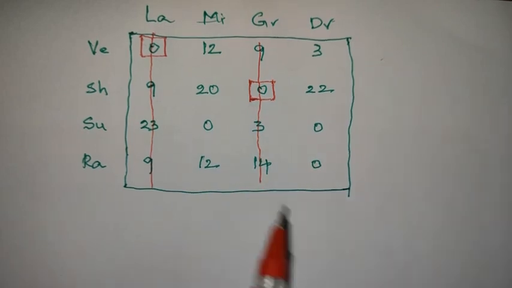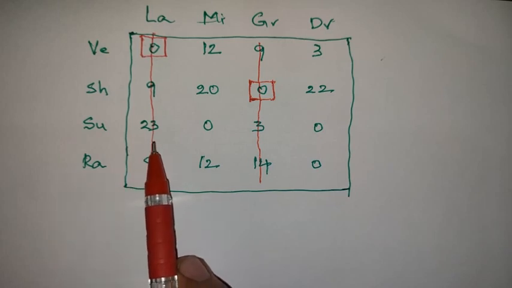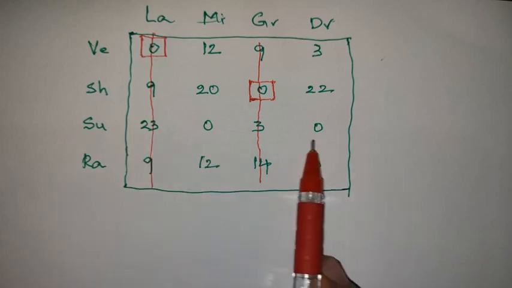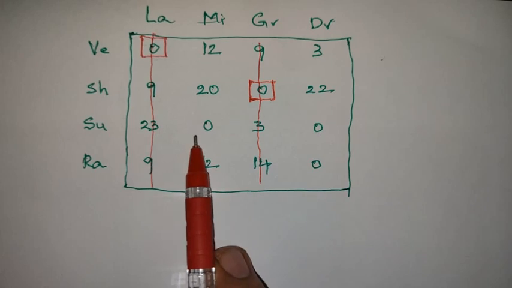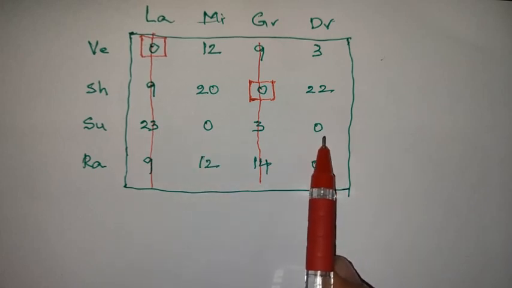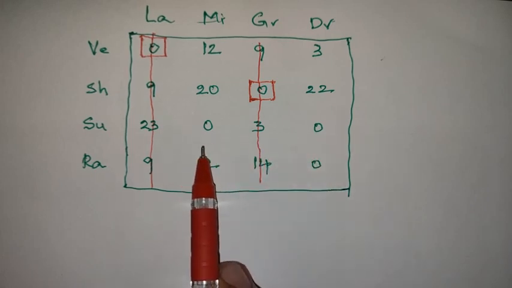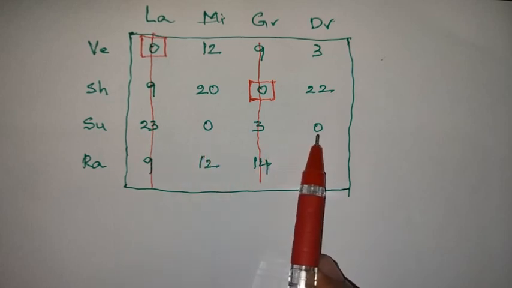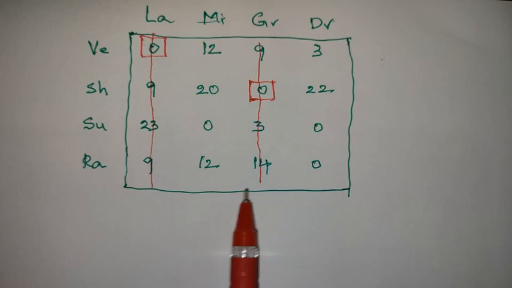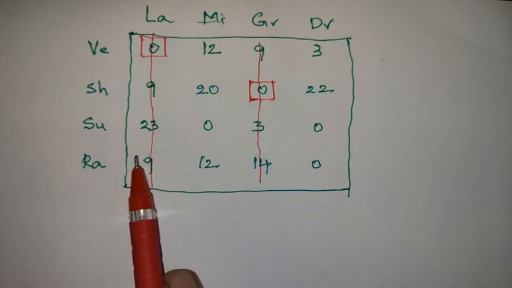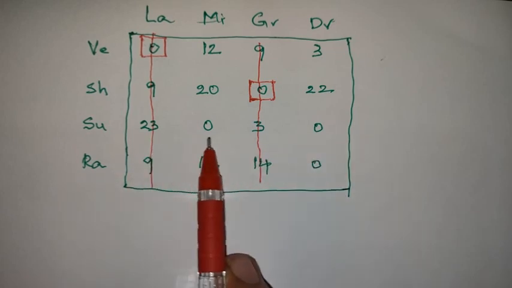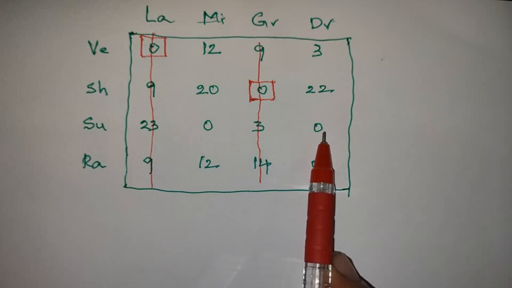Next, go for the third row. In the third row, how many zeros are there? 2 zeros are there. So skip that row. Now we are going to check only for a single 0. So if 2 zeros are there, then skip that row and go for the next one. Right? So here in the third row, 2 zeros are there, so I am skipping that row.